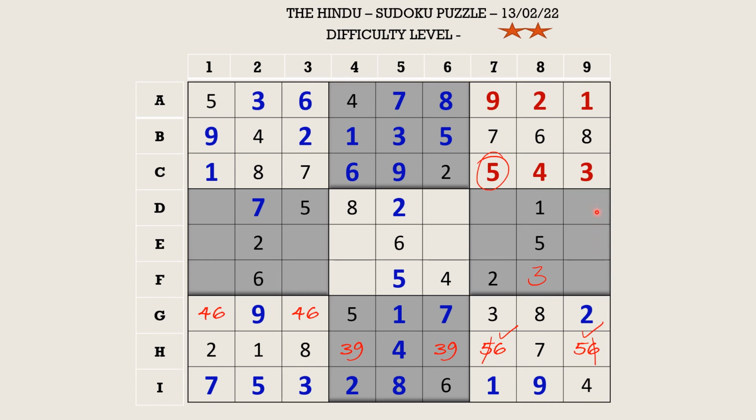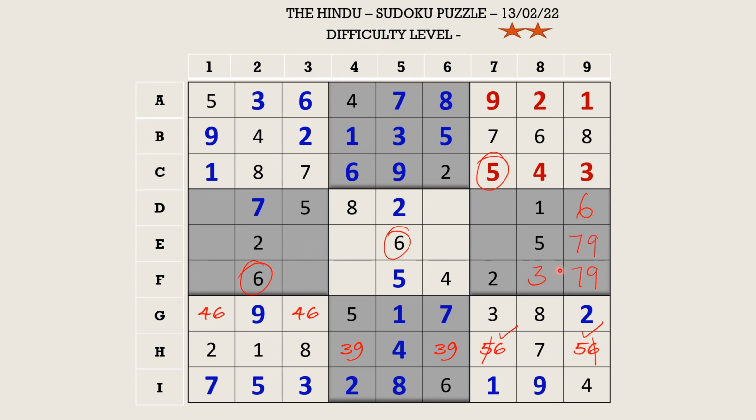So in the 9th column there are only 3 missing numbers, and there is a 6 in E row and a 6 in F row which blocks these 2 cells. So 6 goes here in D9. Now the missing numbers are 7 and 9. So let's mark it with a 7, 9 pair.